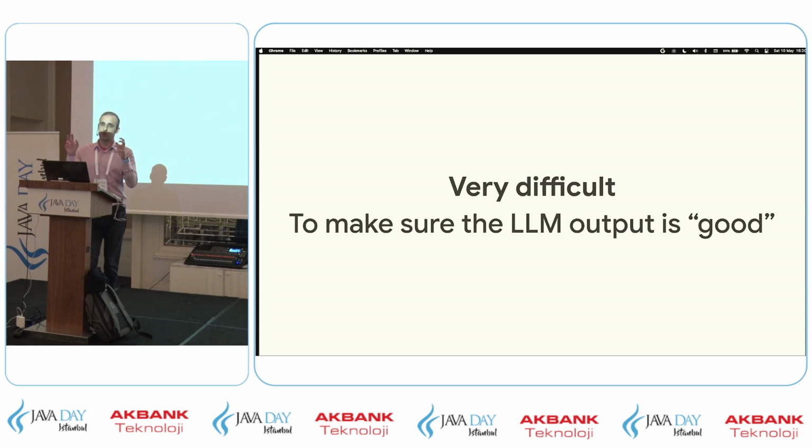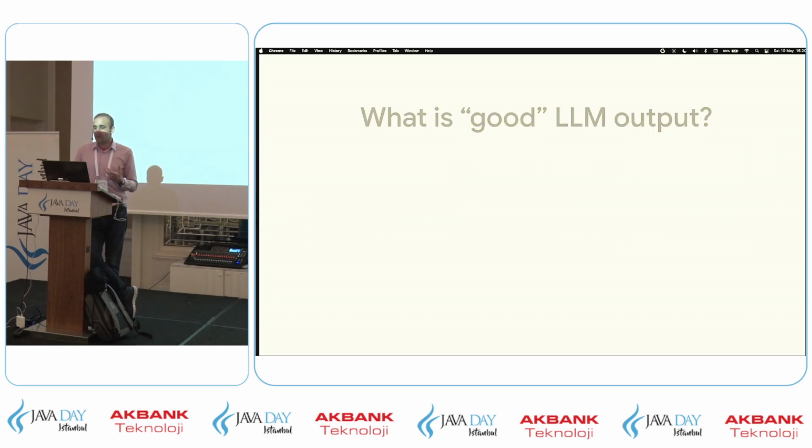And I put good in quotations because you get to define what good means, right? And LLMs are especially challenging because they are not deterministic. So even if you call the LLM with the same inputs, you will get different outputs. So it's very crucial to define what you mean by good, and then you need to actually measure that good in some way. So what does it mean for an LLM output to be good?